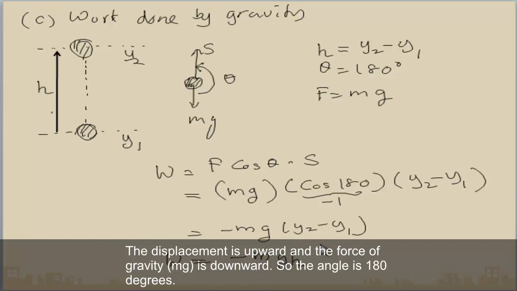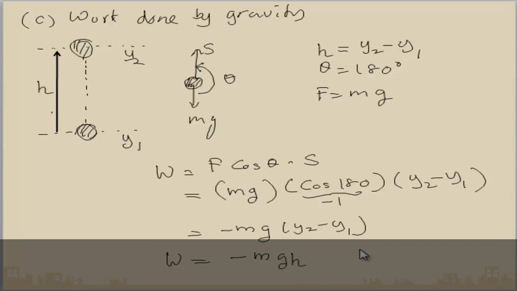We can always use this as a formula to find the work done by gravity: negative mgh. If h is positive, that means when there is an increase in height, the work becomes negative. But if h is negative, that means when there is a decrease in height, the work becomes positive.